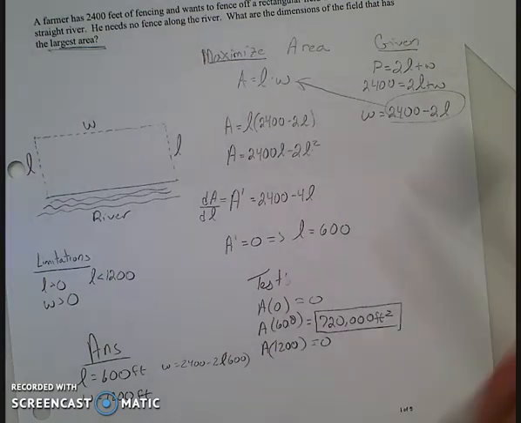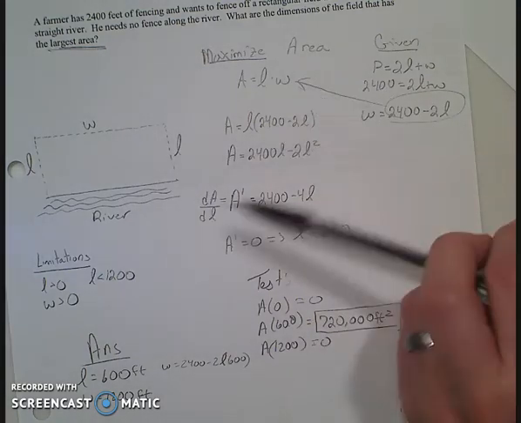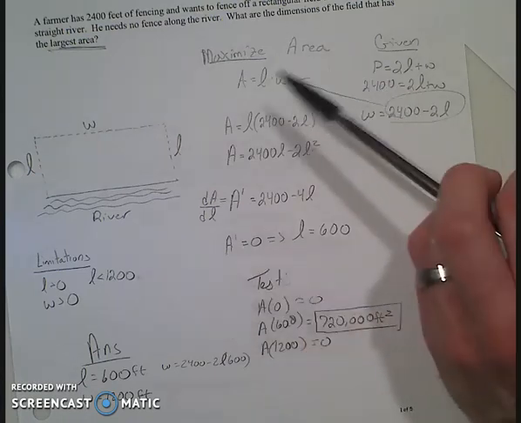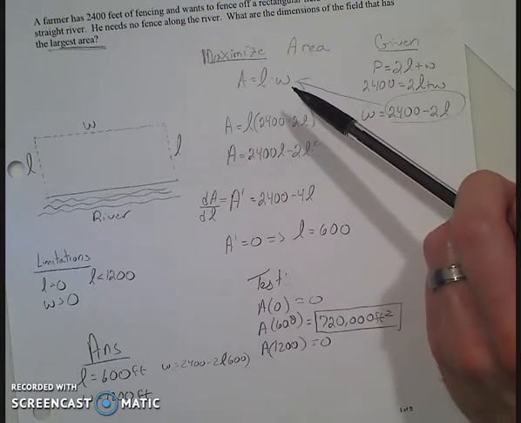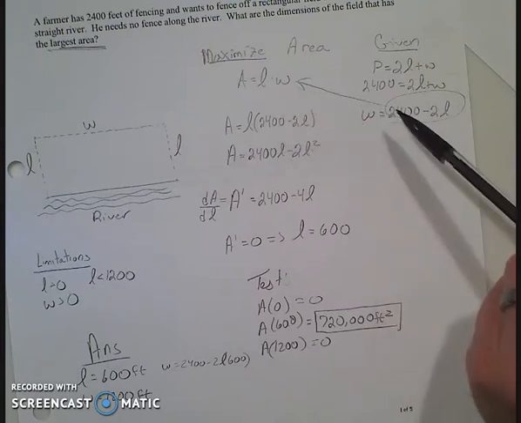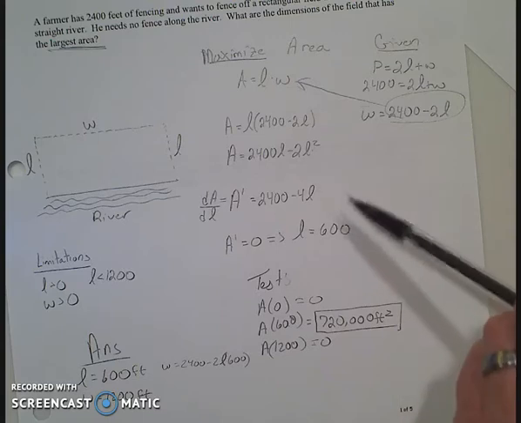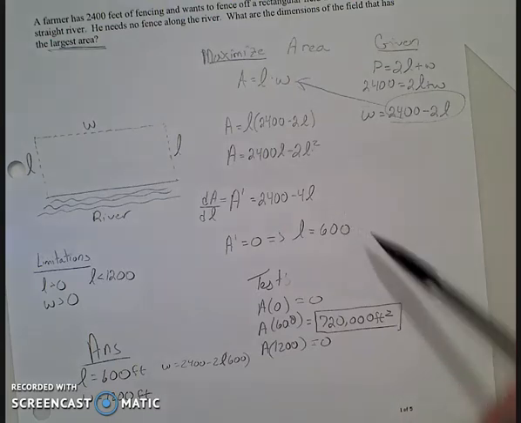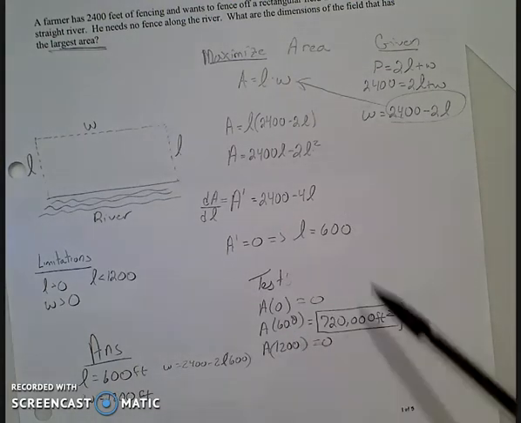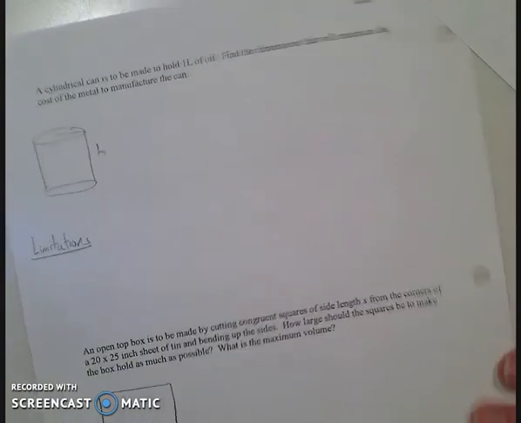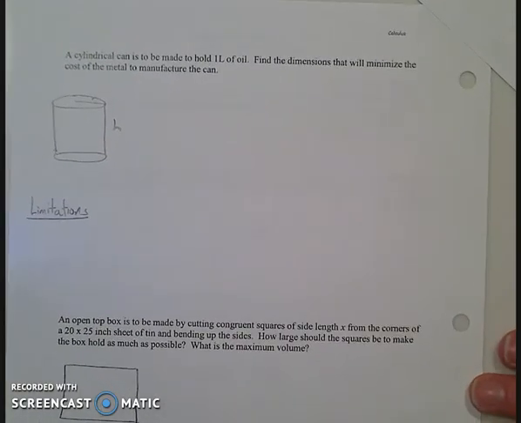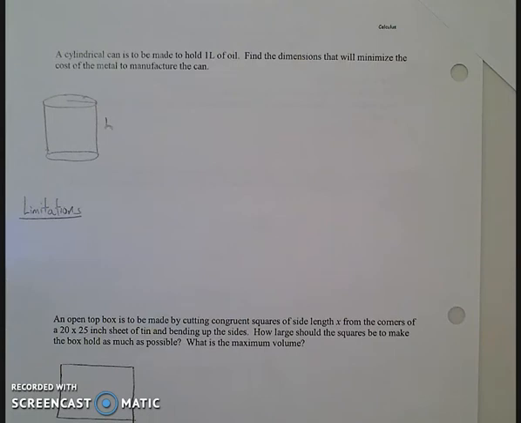So all it was, to recap: we draw everything out, we write our limitations. What are we trying to maximize? What are we given? Try to get this in terms of two variables. So we solved for W, plugged in, took the derivative, set equal to 0, solved it, tested if need be. In this case, that wasn't necessary, and then find the dimensions. Pause that if you need to and review that.